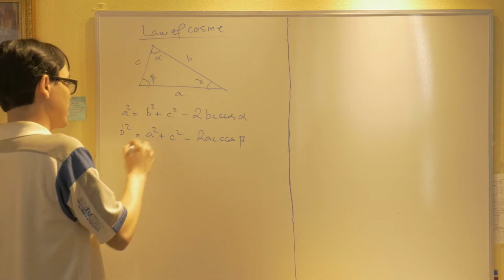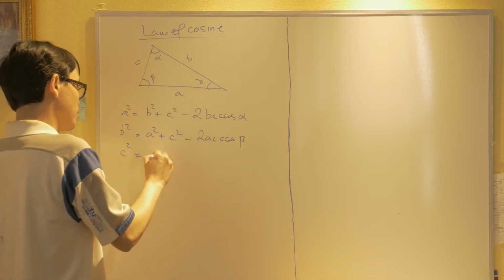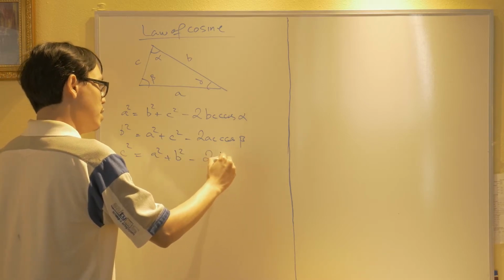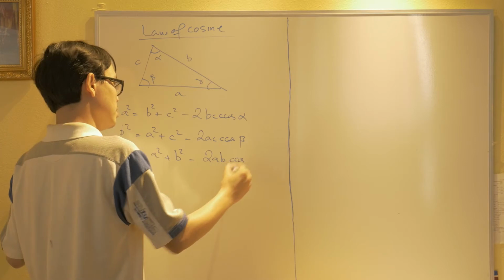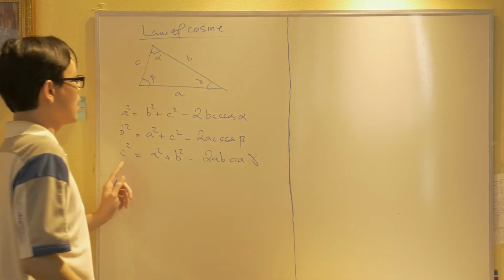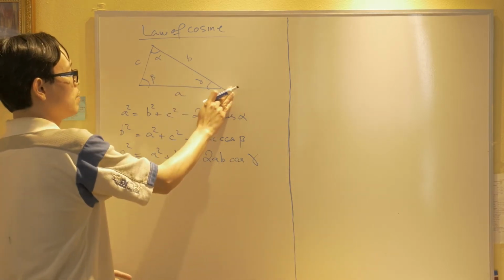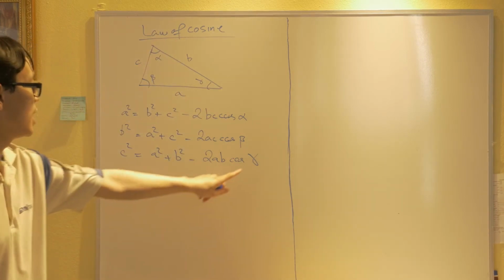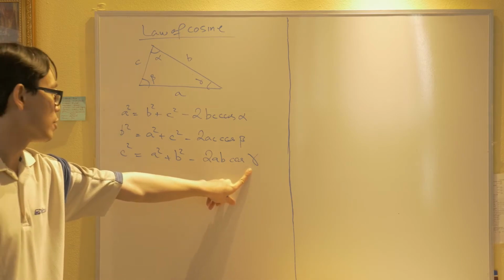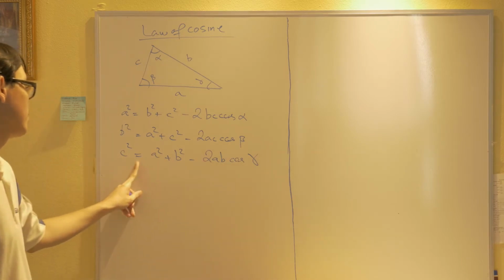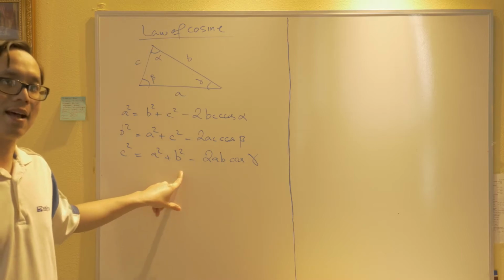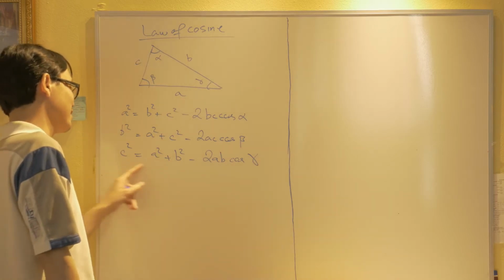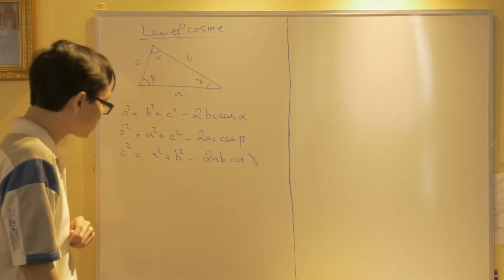Similarly, I can get C squared equals A squared plus B squared minus 2AB cosine gamma. So gamma and C are opposite to each other. And you see that if gamma is 90 degrees, cosine 90 degrees is 0, so you have C squared equals A squared plus B squared. It's kind of like a right triangle. This is kind of like the Pythagorean theorem over here.